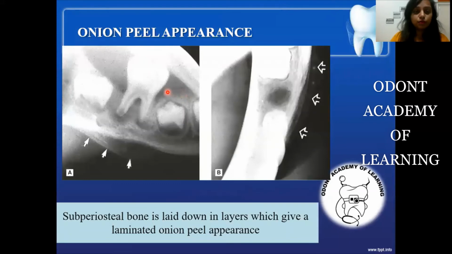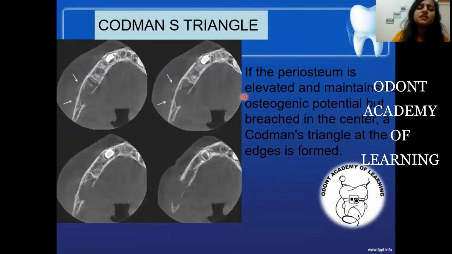That is your cortical bone. Now, onion peel appearance is usually seen in Ewing's sarcoma. Your subperiosteum has a lot of osteogenic potential, so it imparts the lamellae or the bone, okay, in the form of layers. So this is called an onion peel appearance. This is usually seen in your occlusal radiograph. It can be appreciated. Next, another form of periosteal reaction is Codman's triangle.